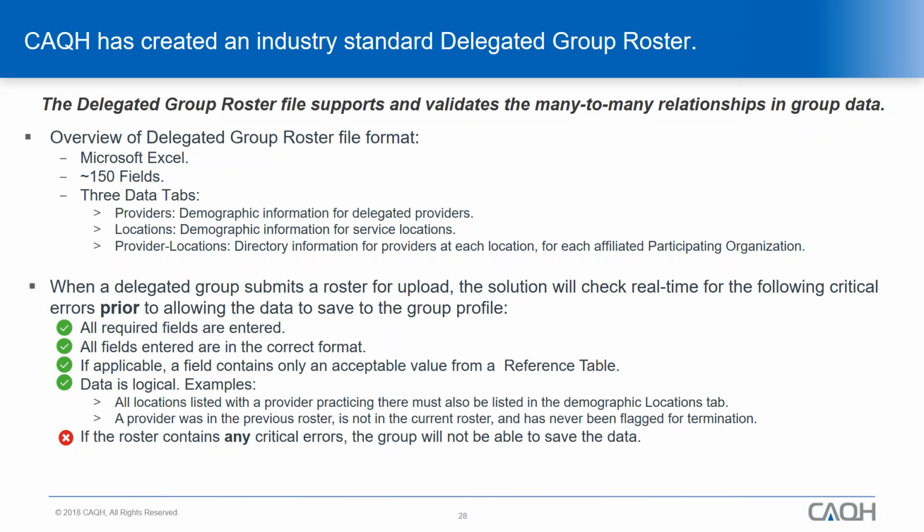So what we mean by that is all locations listed with the provider fraction there must be listed in the demographic location tab, or if a provider was in the previous roster, that they're also in the updated roster, and if they're not in the updated roster and they haven't been flagged for termination, we'll flag it as an error for the group sending the information.